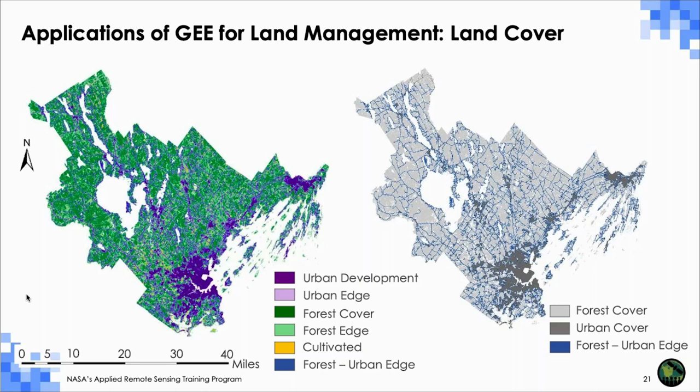And the map on the left displays these cover types, the edges of urban and forested areas, and the overlap between the two. And in the second map on the right, we see the mapping of forest-urban edge habitat highlighted in blue. And ultimately, the team was successfully able to identify edge habitat in transportation corridors, the borders of cities and small municipalities, as well as near recreation areas.